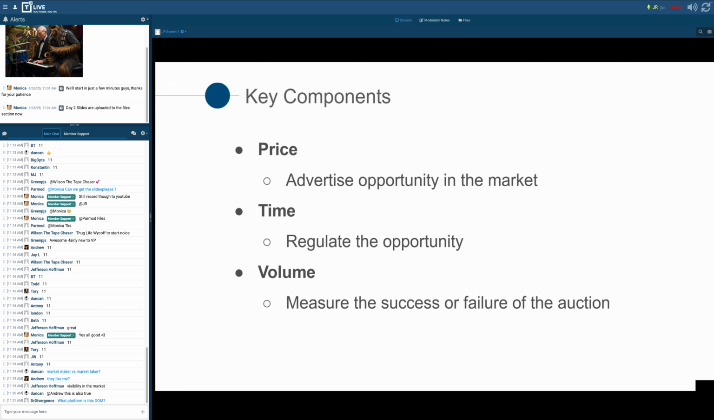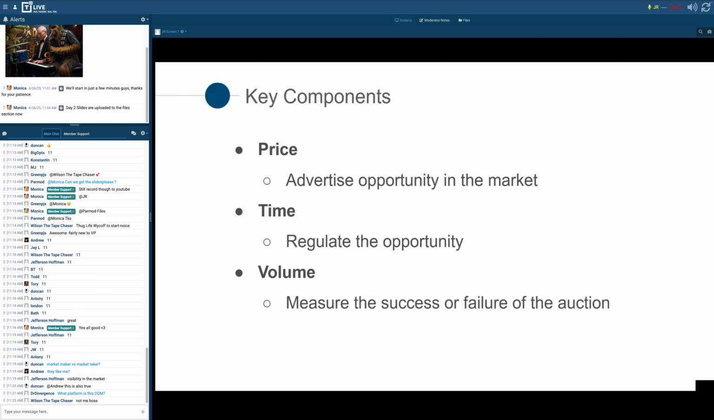What platform is that DOM? I believe that's ATAS. Dr. Divergence. Is that Wilson Chase? It's got to be Wilson Chase. Couldn't be anybody else. I know. It isn't. Who's Dr. Divergence today? Not me, boss. Wow. Okay. We have a mystery attendee.